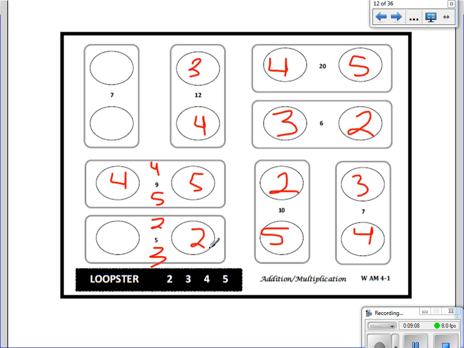This one's got to be the 2. If that's the 2, we already knew this was a 3. Come up here, 2, 3, 4. This has got to be a 5. And 5, 4, 3. This has got to be a 2. Hey, what operation was this? Yeah, it's addition. Okay, it wasn't multiplication. And this is the all operation book.